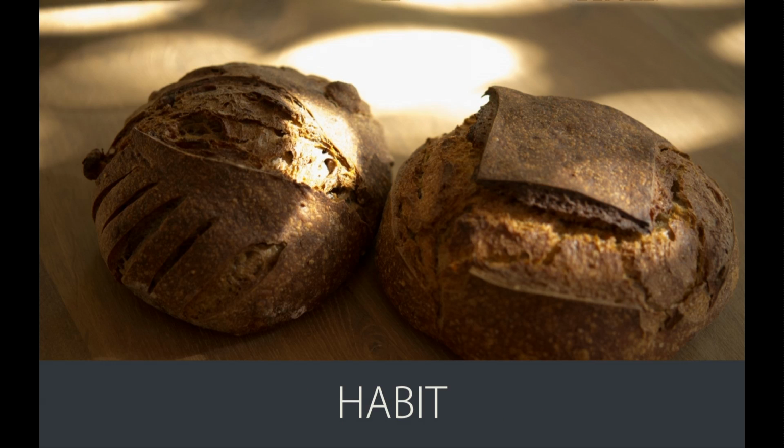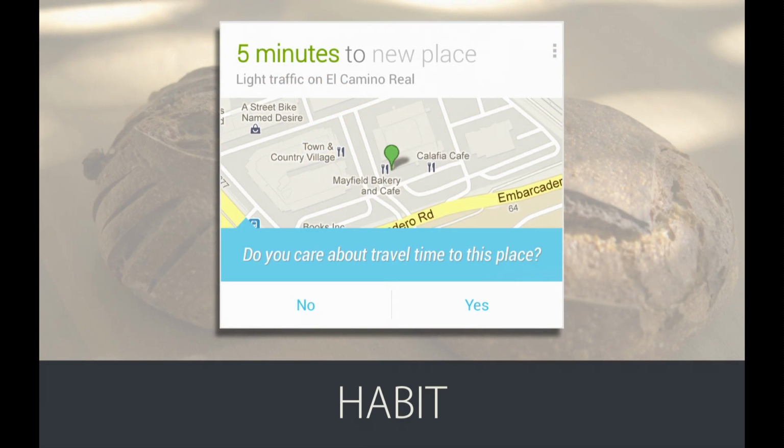Here's another example. I like freshly baked bread. And there's a bakery close to where I live that sells delicious bread. And I go there quite a bit. Google Now has learned that this place might be of interest to me and is giving me the choice to get traffic to that place. Another good example for get to know me.